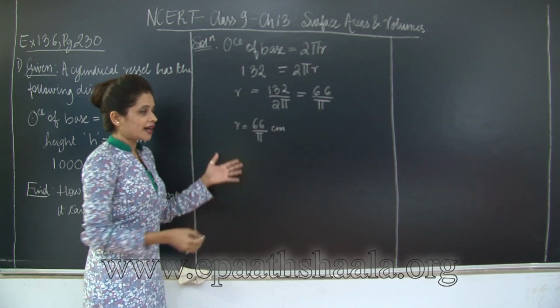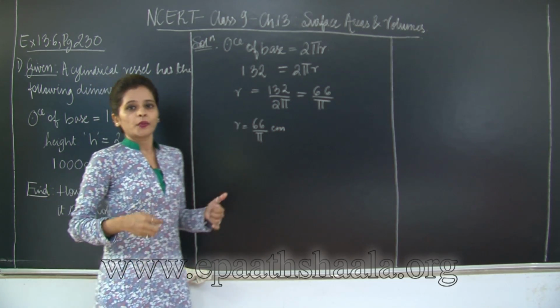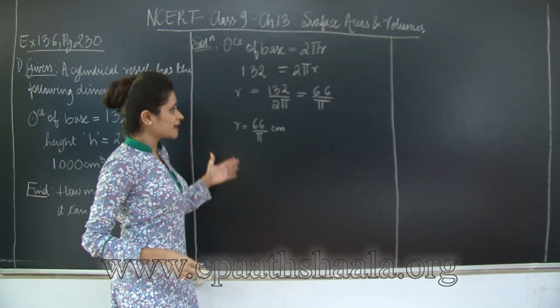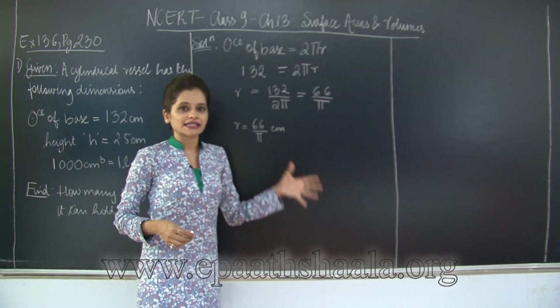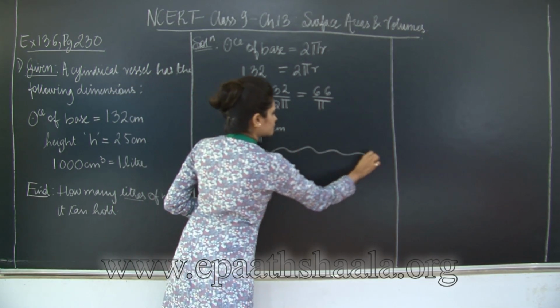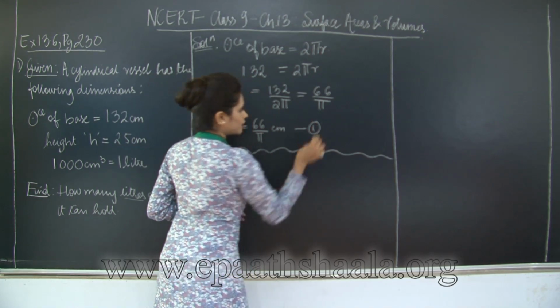Why am I leaving it as it is? Like we've learnt earlier, when there is further calculation left wherein we are going to substitute for variables, then we will keep the values as they are until towards the end. So we found the radius. I'll mark this equation as 1.